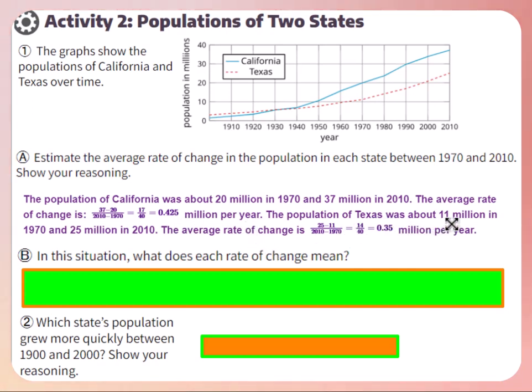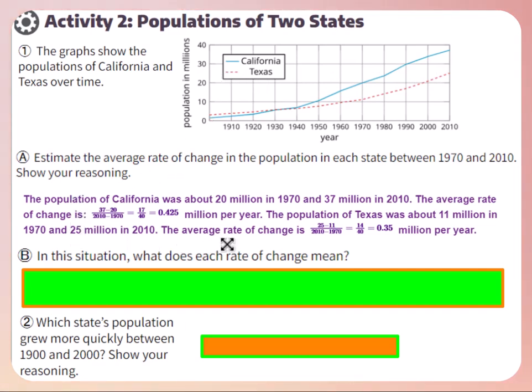The population of Texas was 11 million in 1970, so we can go to 1970 and go up a little bit above 10 to 11. Okay, so we have those 2 points, 1970 and 11. Okay, so write those down. And then in 2010, it looks to be about, what does it look like to you? 2010, let's say 25 million. Yep, that's what they've got down here.